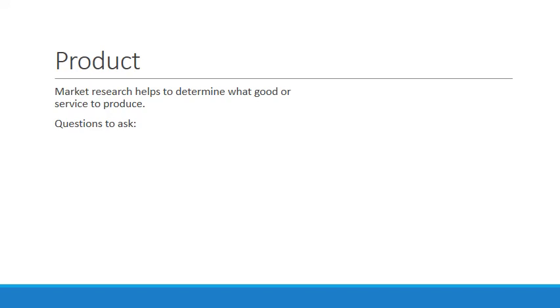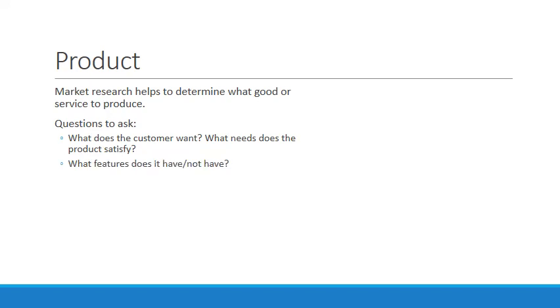Okay, so the first one of these we'll look at in detail is product. Market research helps to determine what good or service to produce. So let's look at some questions we need to be asking within a firm. What does the customer want? What need does this product satisfy? There's no sense in developing products that customers don't want or that customers don't view as valuable. There needs to be a demand for that resource.